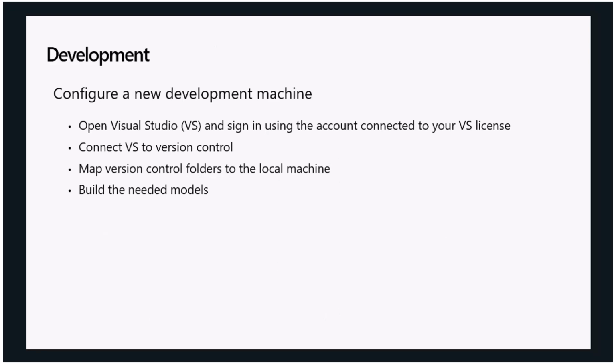It supports that. After that, you map your version control folders to the local machine, and then you build the needed models. The build is usually pretty fast because starting with one version, you don't have to rebuild application suite anymore, because you're not allowed to change the source code in that. And we'll talk a little bit more about that as well.